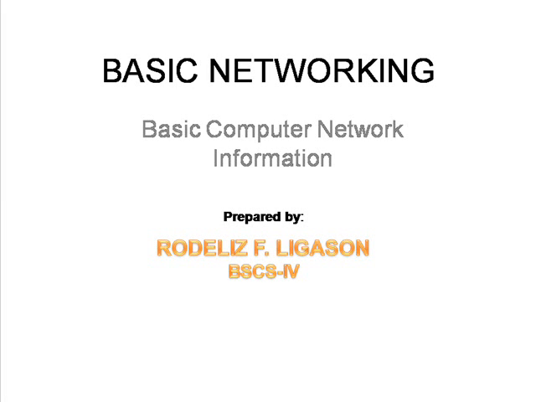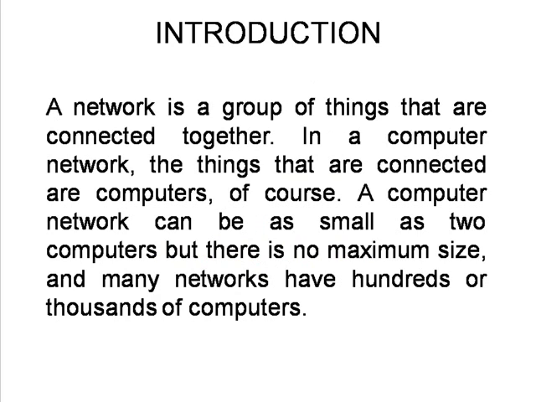Basic networking. A network is a group of things that are connected together. In a computer network, the things that are connected are computers. Of course, a computer network can be as small as 2 computers, but there is no maximum size.